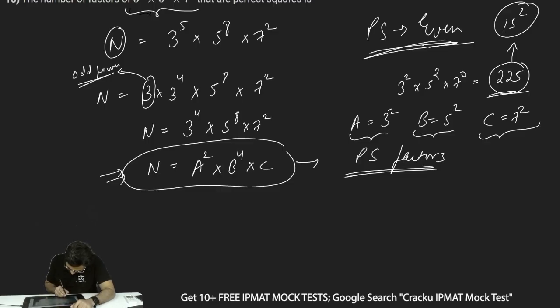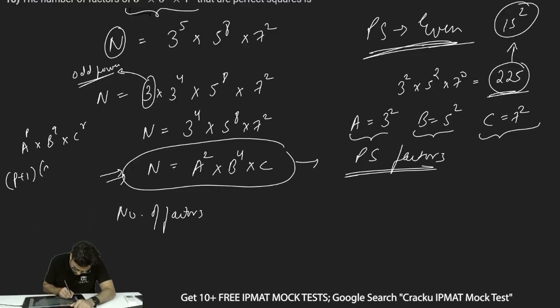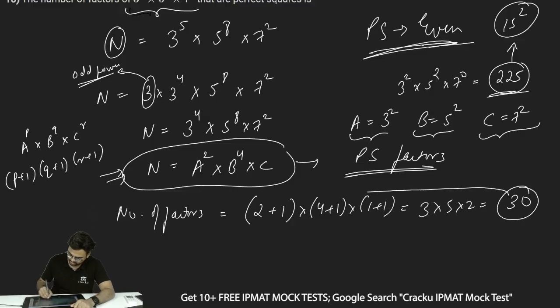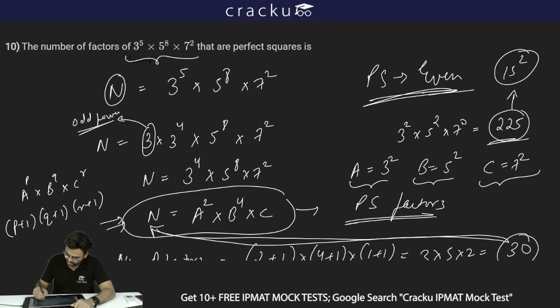Thus the number of factors for this number will be: if we have a number a to the power p into b to the power q into c to the power r, the number of factors is p plus 1 into q plus 1 into r plus 1. Similarly, the number of factors here will be 2 plus 1 into 4 plus 1 into 1 plus 1, which is equal to 3 into 5 into 2, and thus 3 into 5 is 15, 15 into 2 is 30. So there are 30 perfect square factors for the number n, and thus the answer will be 30.